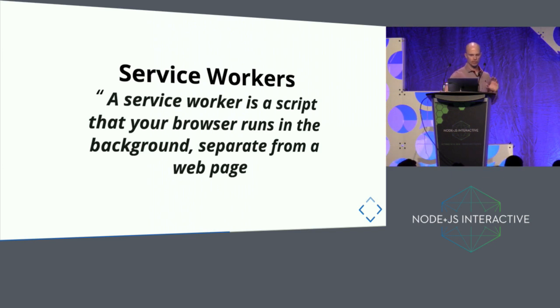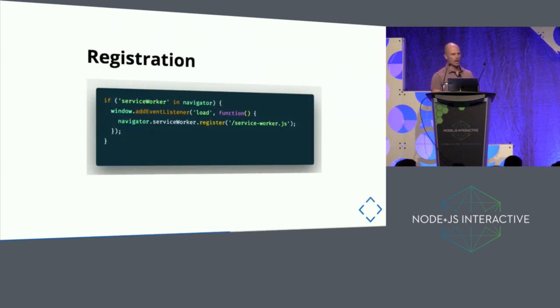Now, let's take a quick run through a typical service worker. In our application, we're just going to check to see if service worker exists in navigator. If it does, then we'll go ahead and load it. If it doesn't exist, then our application just performs as normal. It doesn't get any of the benefits of service workers, but that's okay, because the P in Progressive Web Apps stands for progressive.